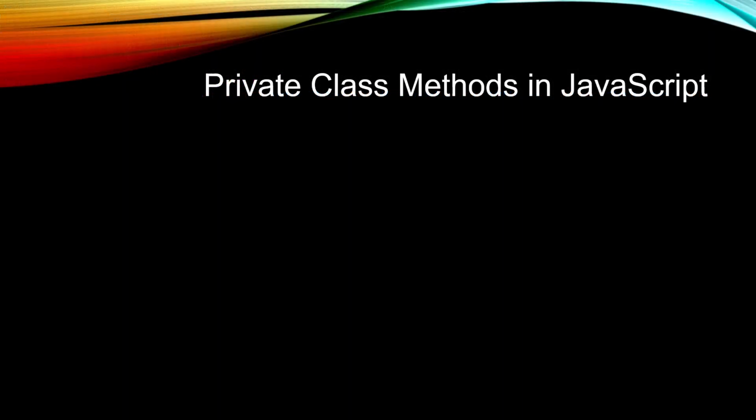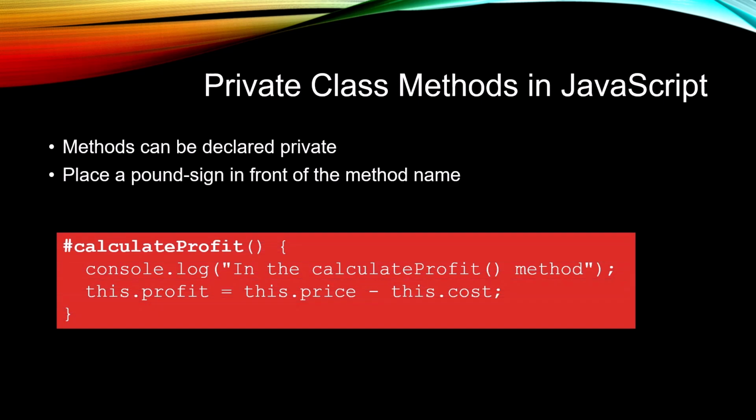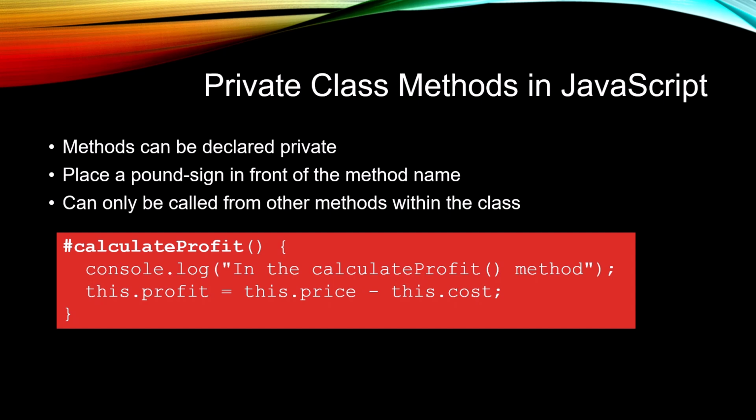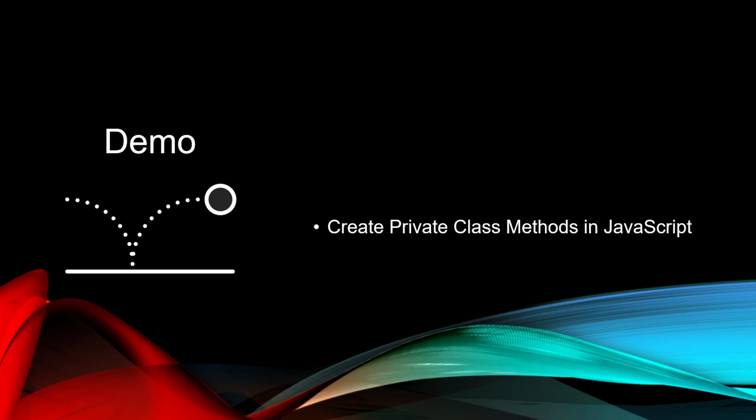Now in a class, we can also have private class methods. These methods can be declared private by, again, placing a pound sign in front of the method name. So these methods then can only be called from other methods within the class itself. You can't access them through an instance variable. But they could do things like calculate a profit. If you had price and cost properties inside of your class, you might assign the result of price minus cost to a profit property. So let's take a look at creating private class methods in JavaScript.